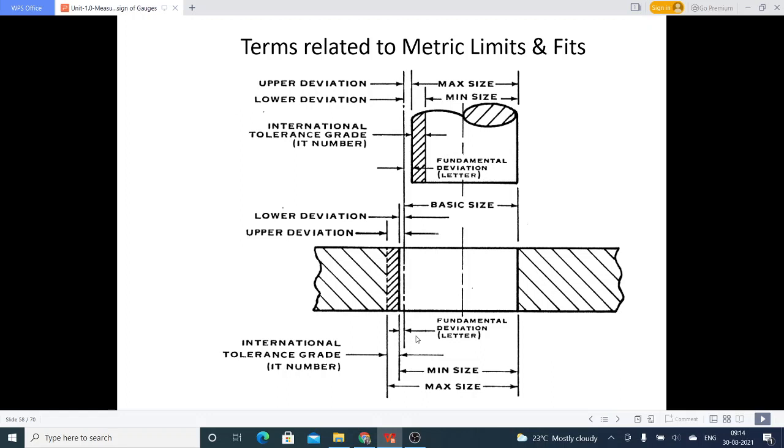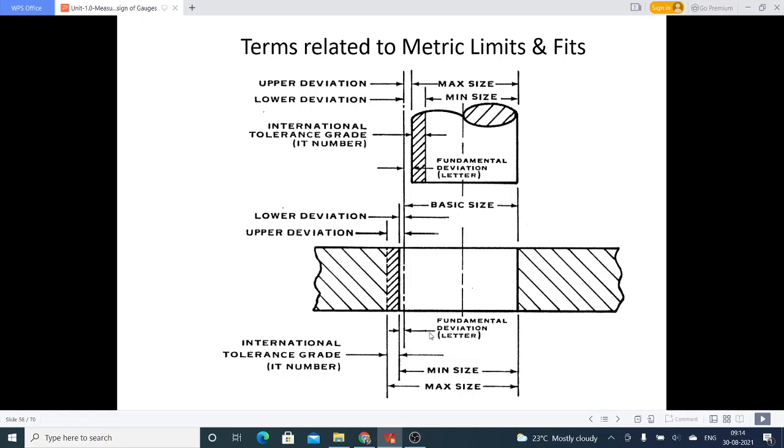And what is the fundamental deviation? We have seen the fundamental deviation in the previous slides, how to denote the shaft as well as the hole. In that, the hole is designated by a capital letter, and the shaft is denoted by a small letter. So that is called the fundamental deviation.